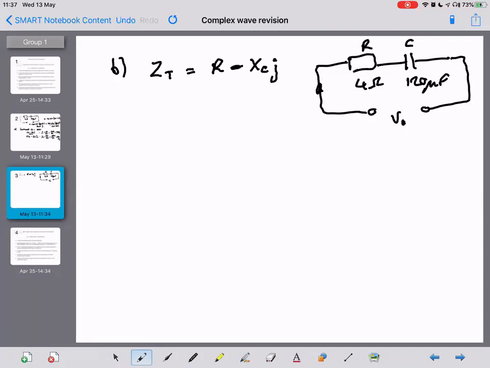So as Callum was saying, you then need to calculate XC, don't you? So that equals ZT, that equation we now said. So XC is equal to 1 over omega C. Is that correct?